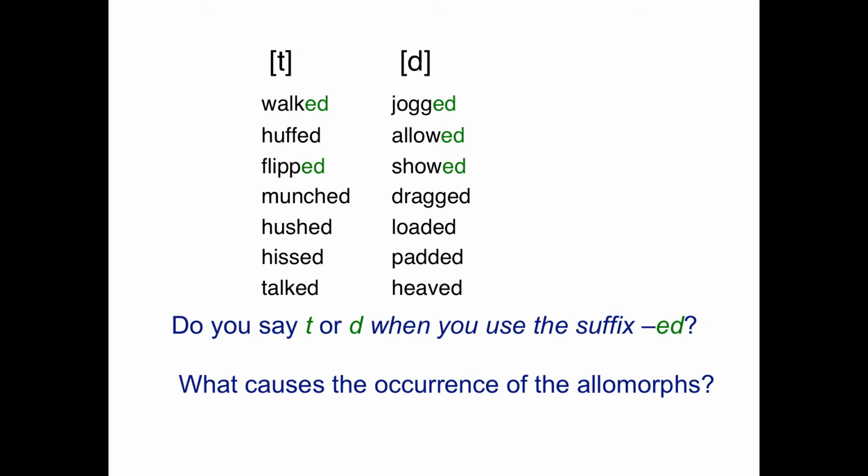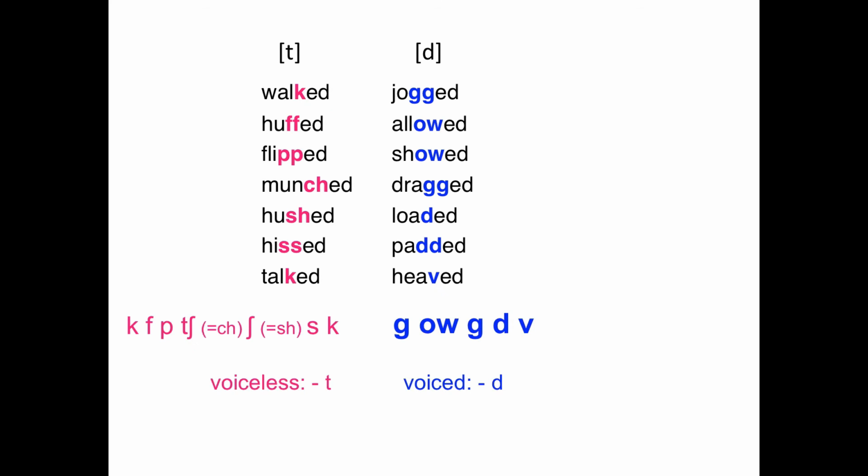So what causes the occurrence of the allomorphs? Sometimes you pronounce it walked, and sometimes you pronounce it jogged. Sometimes more with a T and sometimes more with a D. Those are allomorphs. Okay, so variations of one another. All the ones that are commonly pronounced with more of a T at the end, I put on one side of the data, and all the ones that are commonly pronounced with a D at the end are on the right-hand side. So the T is voiceless and the D is voiced. See, what could cause when the two of them show up? It's the last sound of the verb.